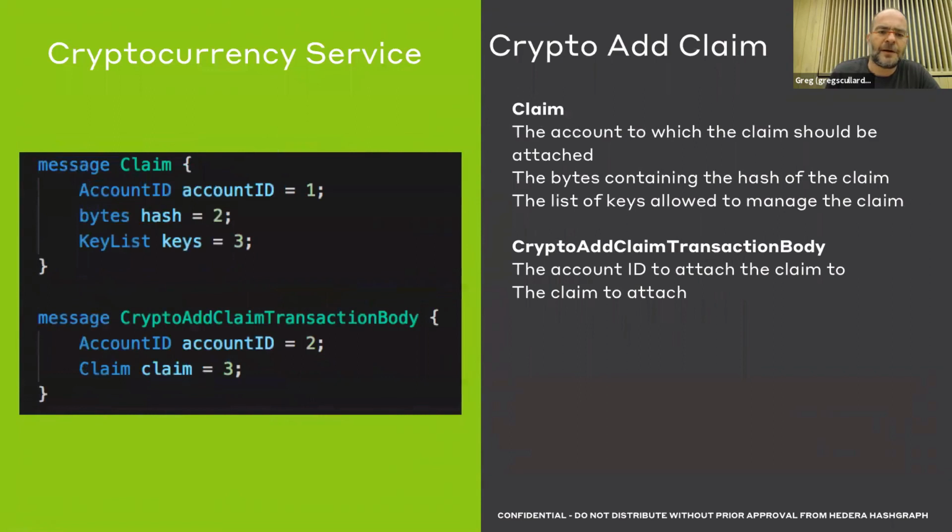Crypto add claim contains the account ID that we're attaching the claim to, the hash of the claim, and the list of keys that is allowed to essentially manage the claim. Now, managing the claim is quite simple. You add it, and then you can only delete it. You can't update a claim. The only way to update a claim would be to say your driving license has been renewed and has a new expiry date. You would have to delete the original, and you'd have to add the new one. There is no update on the claim.